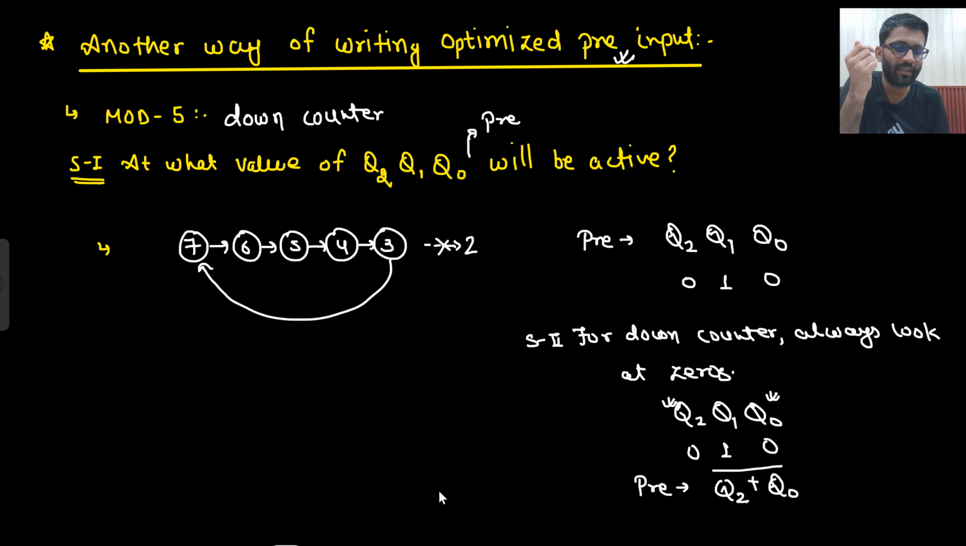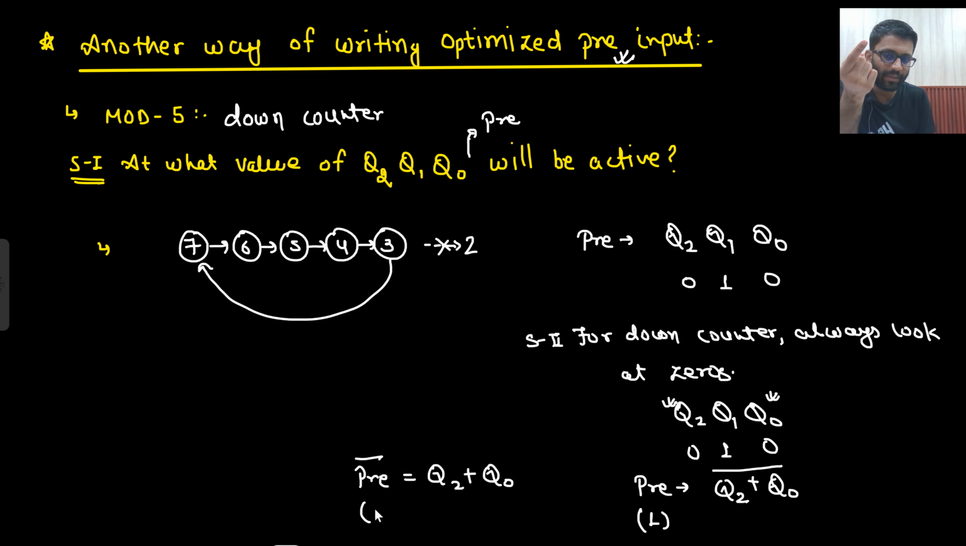And if you need to design pre bar, you will do the same thing. When it will become active, 0, 1, 0 is there, then you will only look at Q2 and Q naught. Now 0 plus 0 will give you 0 and this is what you want. For pre becoming active is 1. For pre bar becoming active is 0. So pre or pre bar will be active at 0, 1, 0 only.